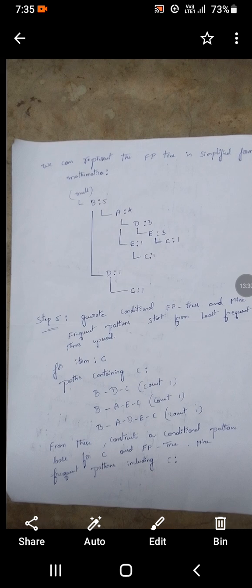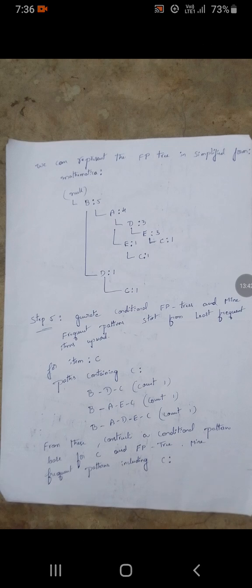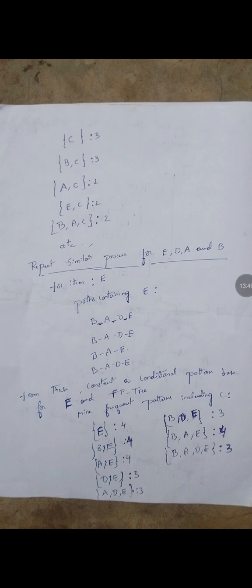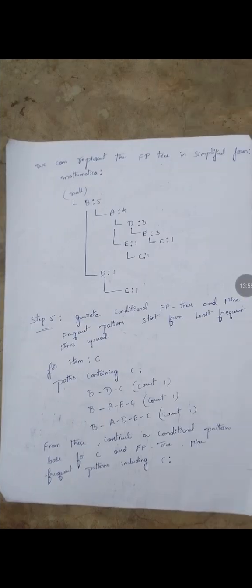For this, construct a conditional pattern base for C and FP tree, and mine the frequent patterns including C. We have to count how many item sets there are. The single item set C is repeated 3 times. You have to pair up the pattern of each path of the tree structure. BC is repeated 3 times. Next, AC is repeated 2 times.